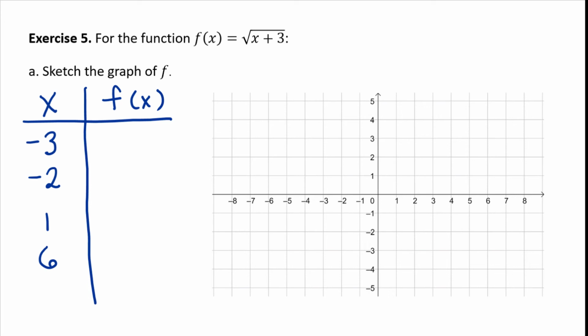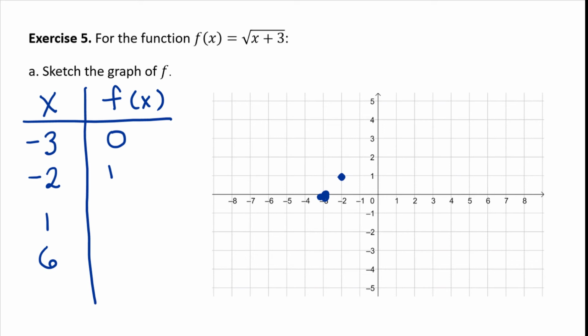So the square root of -3 plus 3. -3 plus 3 is 0, so the square root of 0 is 0. Let's go ahead and plot that on our grid. Okay. Now at -2, the square root of -2 plus 3. The -2 plus 3 is 1, and the square root of 1 is just 1. So let's plot the ordered pair -2, 1 on our plane.